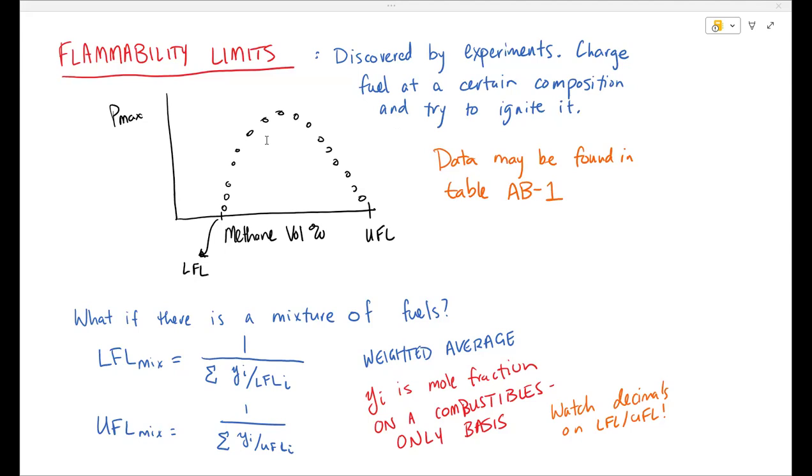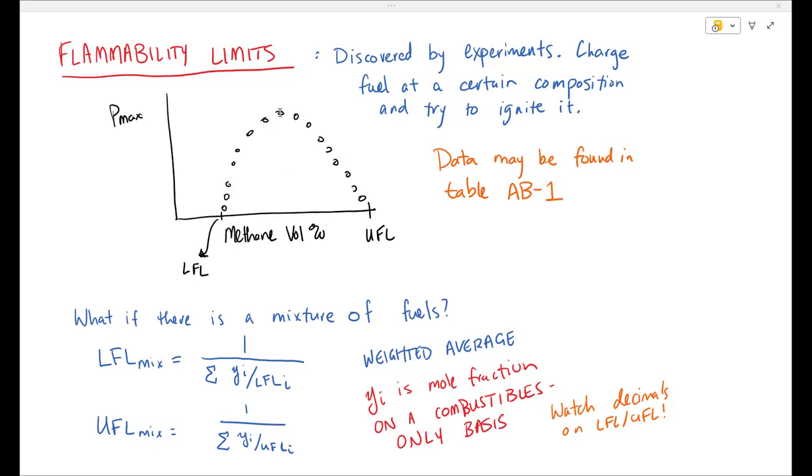Starting off by talking just about what it means, and just to reiterate, below the LFL, there's not enough fuel, and above the UFL, there's not enough oxygen. So right in the middle, where there's a good mix of fuel and oxygen, you have an ignition. This is just a quick plot to illustrate the point that these were discovered by people doing experiments. So imagine some poor grad student in a lab all day who was charging different compositions of fuel and air into a combustion chamber and trying to light it and see if it ignites.